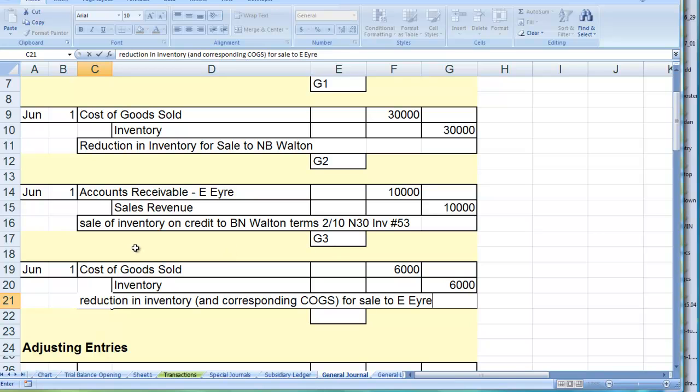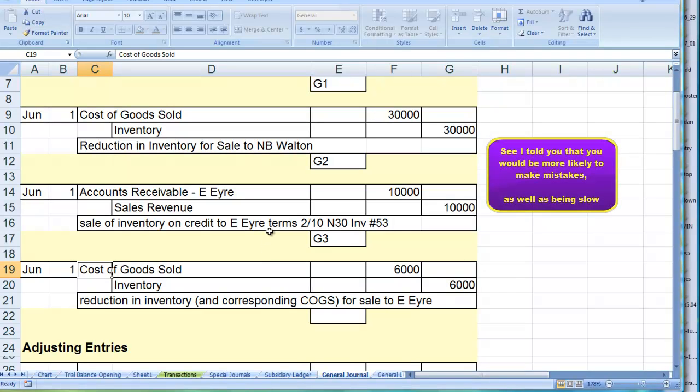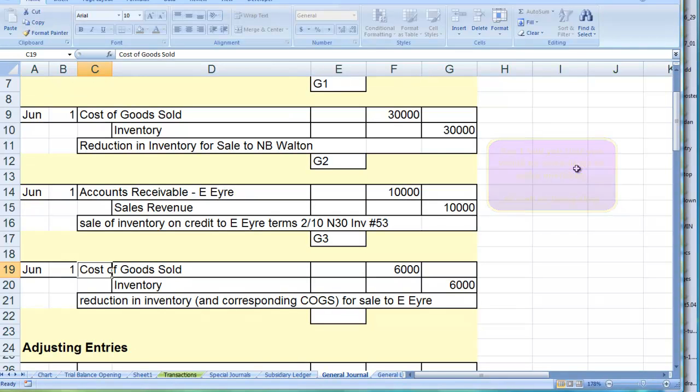Yeah, I need to fix this up too. Sale of inventory on credit to E-Air on terms 2/10 net 30, invoice number 53. Righto, that's just two entries we have now made. Now let's pretend that's all we've got, but imagine if you made 50, 60, 100, 1,000 sales in a month. There's a fair bit you've got to do, but we've just made 2.